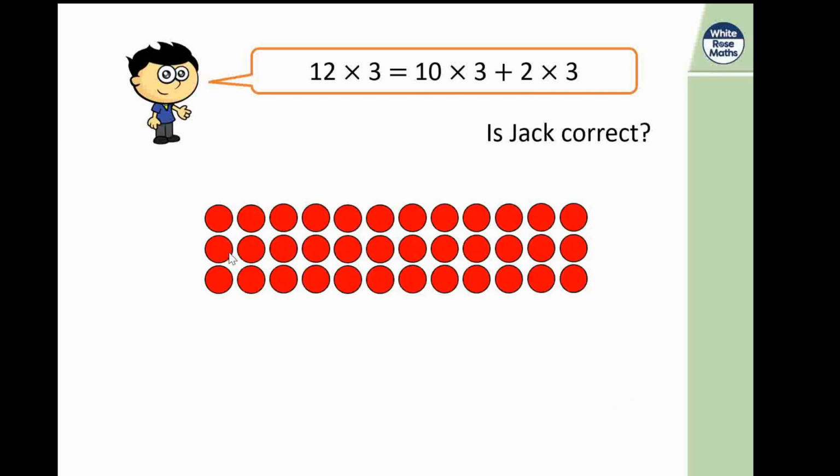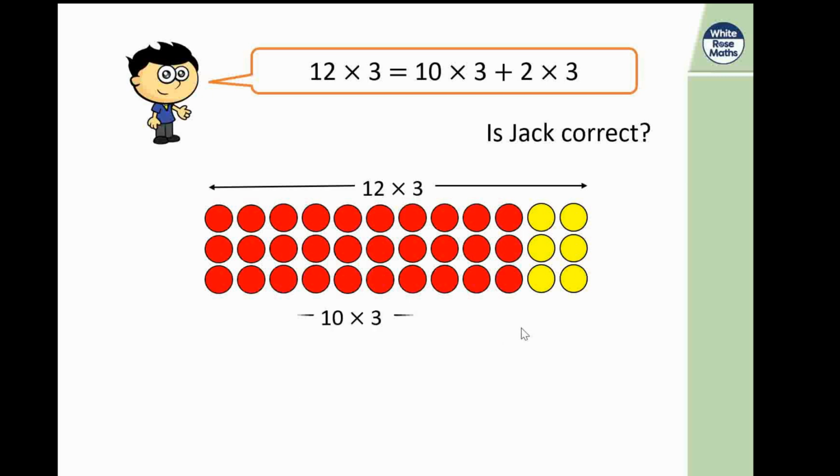So here are all the counters. There's 3 here. Let's see if there's 12 across. 1, 2, 3, 4, 5, 6, 7, 8, 9, 10, 11, 12. So there's 12 across. So this is 3 times 12, which gives us the answer. And this, the red counters, are 10 times 3, and the yellow counters are 2 times 3. Okay. So moving on. 10 times 3, as I said before, and 2 times 3.